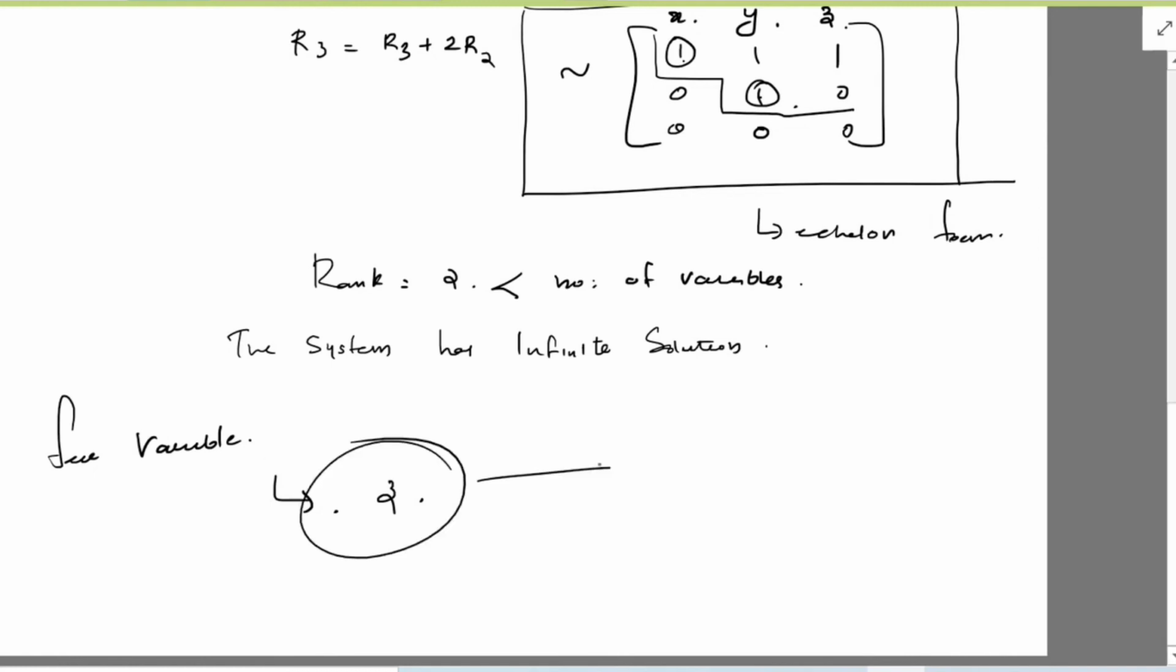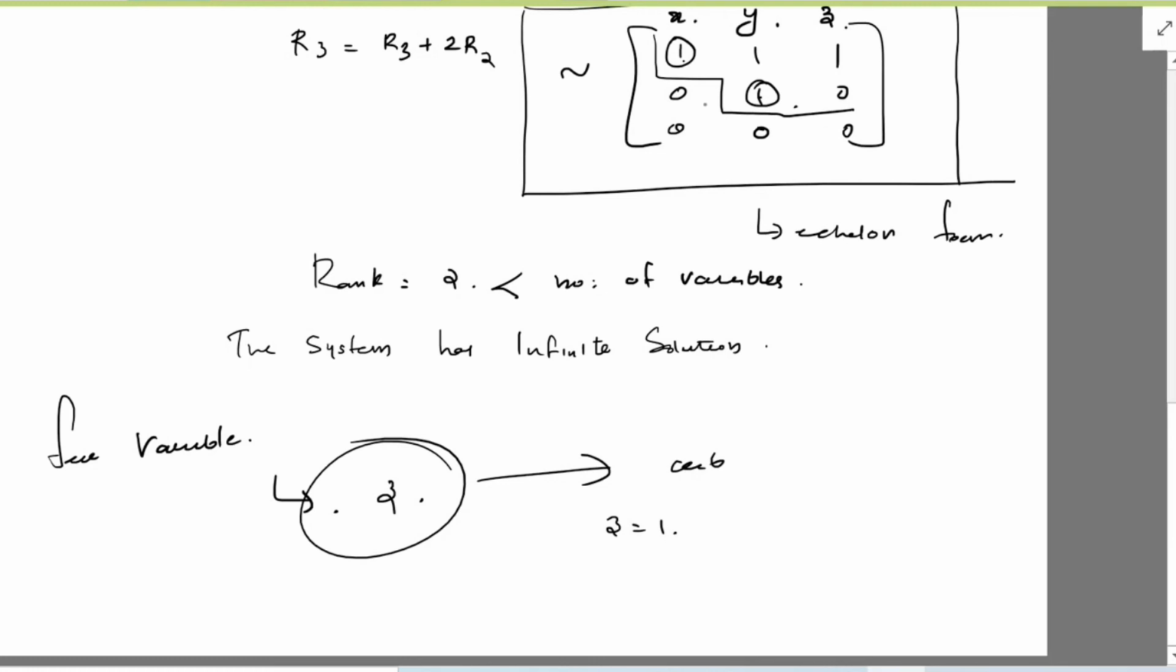So we can arbitrarily substitute any values for z. We can give any value for z to get a solution. We can give z as 1 or 2 or 3 or whatever value. So I am giving z as 1. Just giving 1.